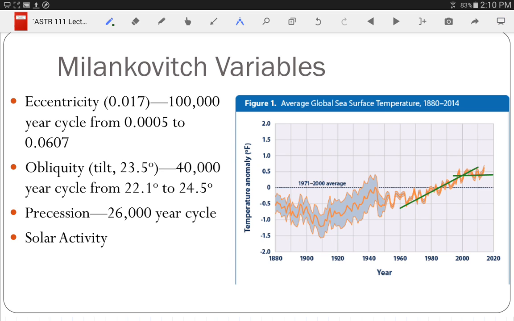So temperatures have been roughly constant for the last 15, 16 years. But of course, it's not cooling, right?